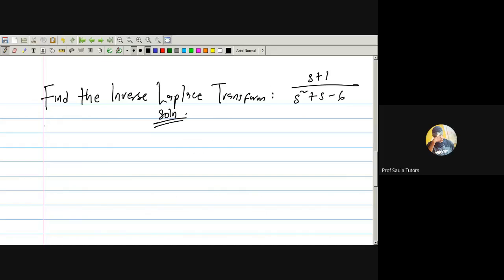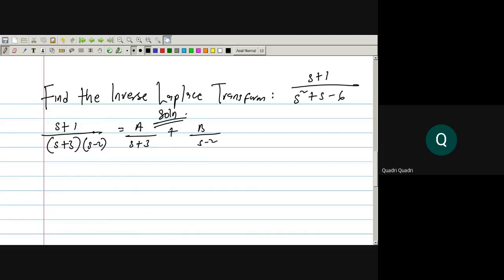Now, don't forget, I have s plus 1 all over s squared plus s minus 6. If I factorize this denominator, I'll be having (s plus 3)(s minus 2). Exactly. So this is what we have. In partial fraction, what do we say? A over s plus 3 plus B over s minus 2.